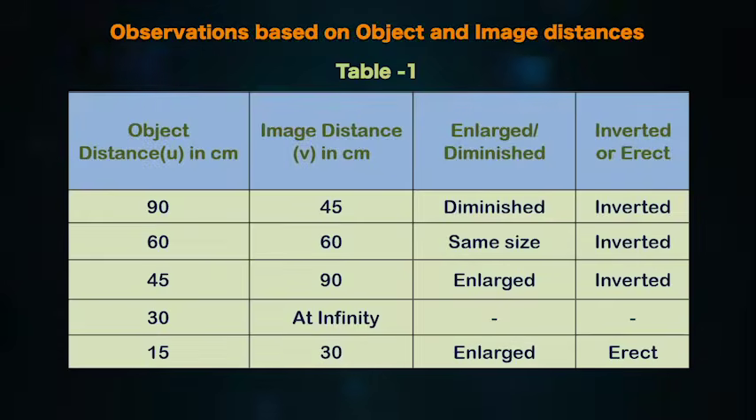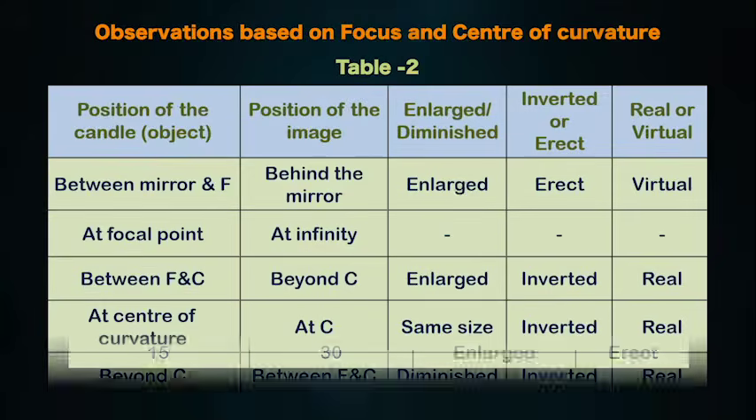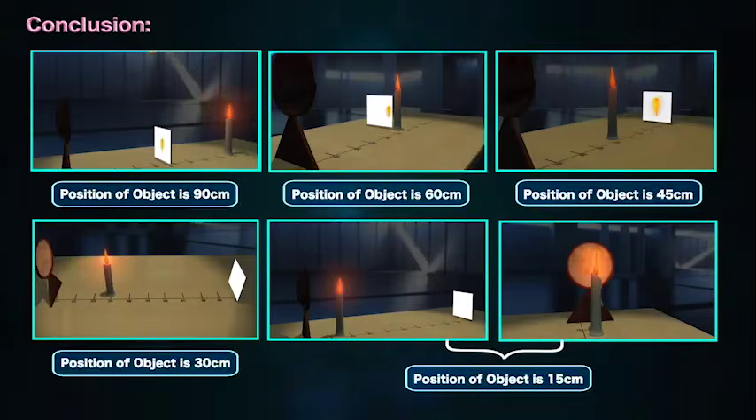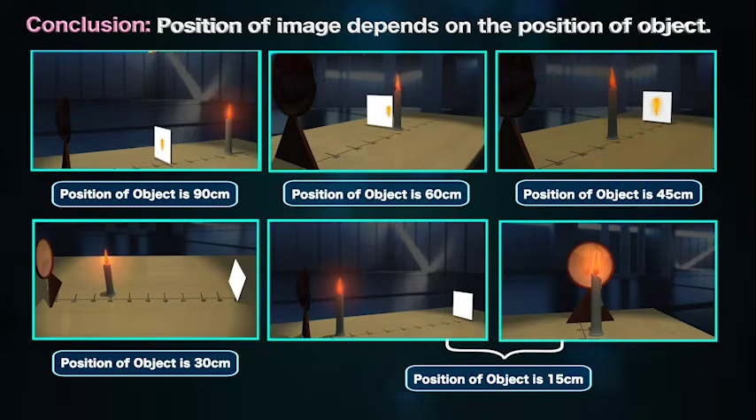Group the observations based on object and image distances. Based on the focal point and center of curvature, we can reclassify our observations as shown in table 2. In this activity, for different positions of the candle, we can observe different types of images at various positions of the screen, that is, the position of the image depends on the position of the object.